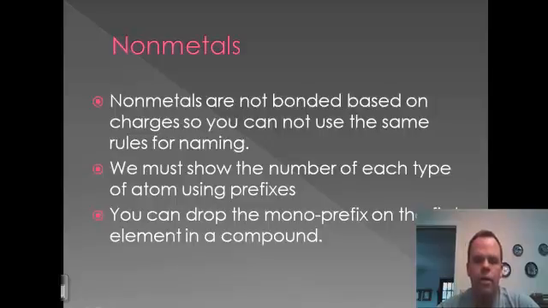The way we do this is we show the number of each type of atom by using prefixes. The common rule is that you can drop the mono prefix when it is on the first element in a compound. So if you have two nonmetals together and the first one only has one atom of that element, you would not name that with mono, you just drop the prefix. But all other prefixes must be used on both elements, the first and second, in the nonmetal compound.